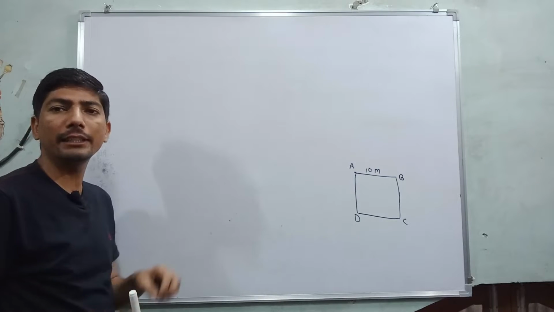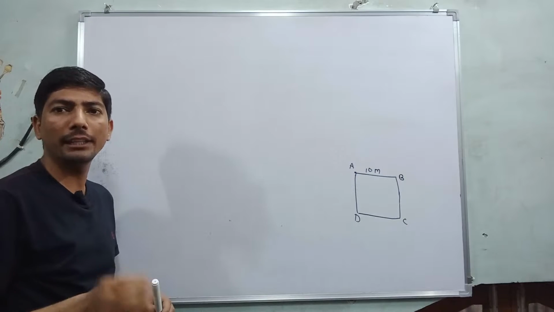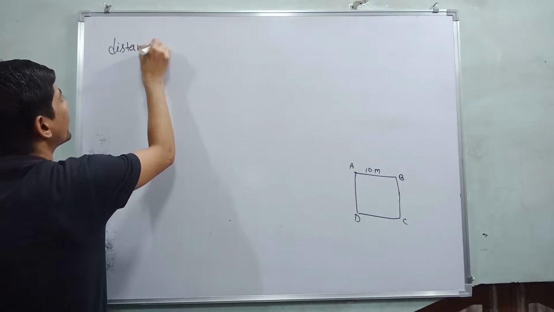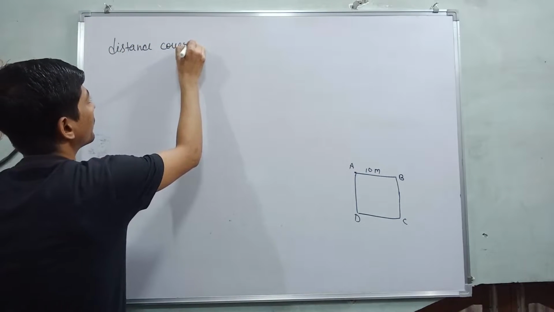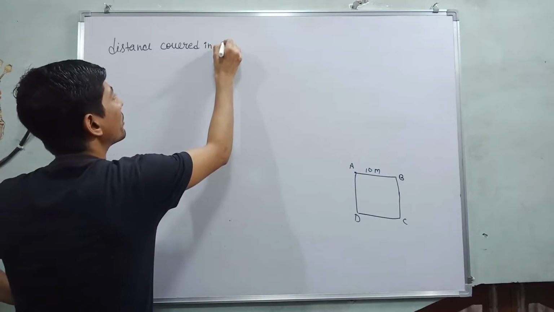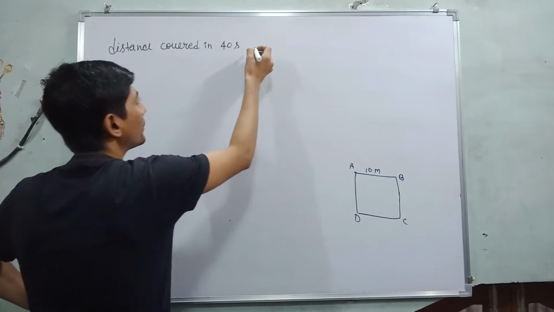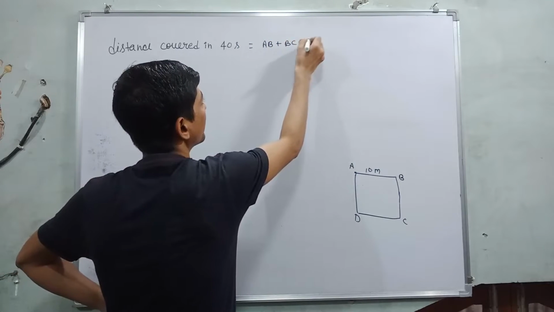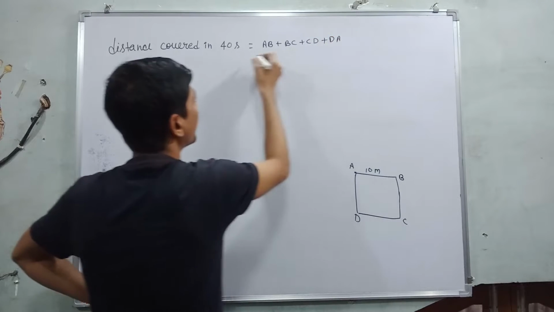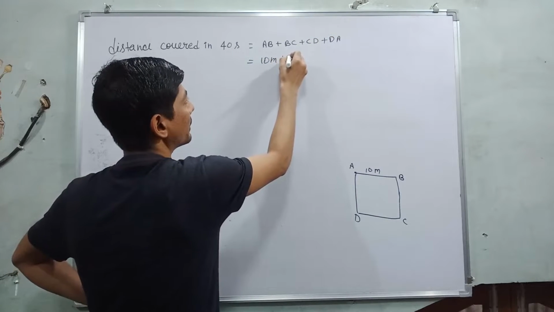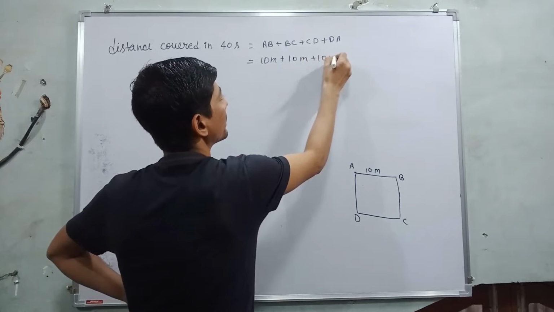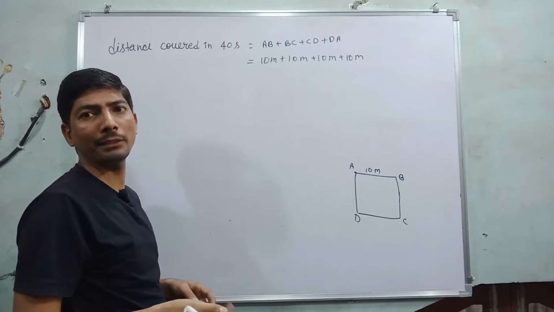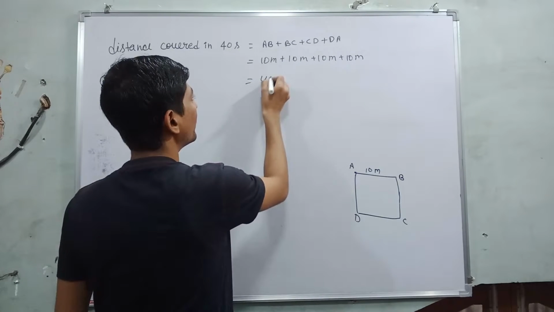So now it's time to calculate the total distance covered in one round in 40 seconds. So distance covered in 40 seconds is equal to AB plus BC plus CD plus DA. All sides are equal, which is equal to 10 meter. So I put 10 meter here. You can also say the distance covered in 40 seconds is equal to the perimeter of the square. So it will be 40 meter.